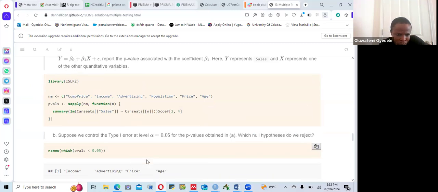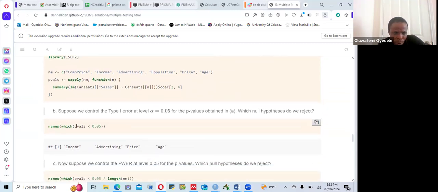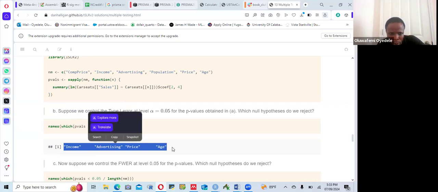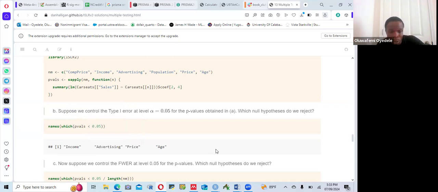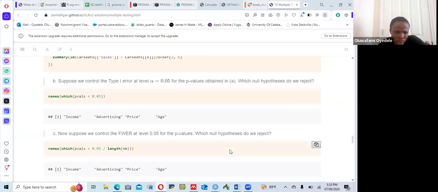So which null hypotheses do we reject? Here we look at the names with p-values that are less than 0.05. We can see the names of which p-values. These ones are less than 0.05, all these ones, while the other ones go above 0.05. So we know the null hypotheses we are going to reject. The others, we fail to reject them.